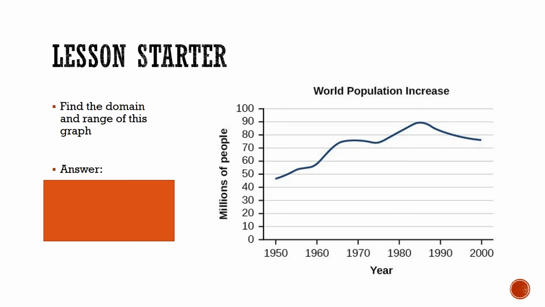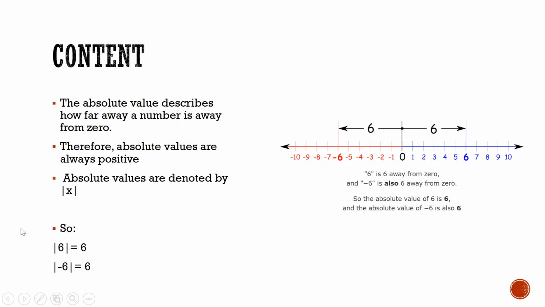Okay, so first thing I want you to do is find the domain and the range of this graph. So remembering that the domain is the total number of x values and the range being the total y values. So I want you to look at that, and the answer is just in here. I'm going to breeze through.